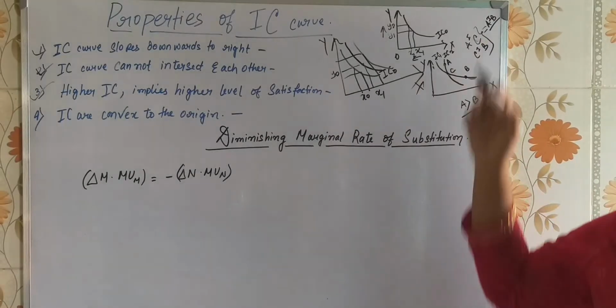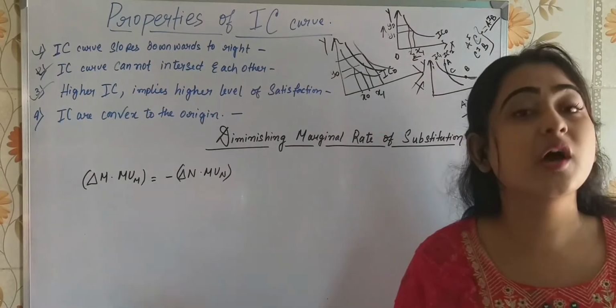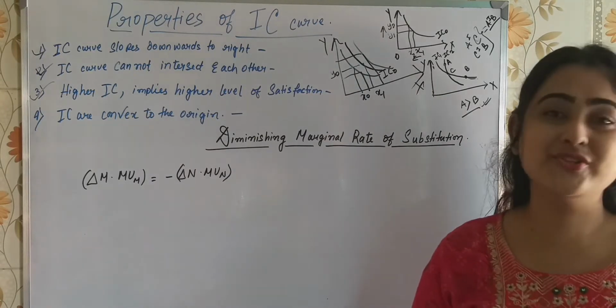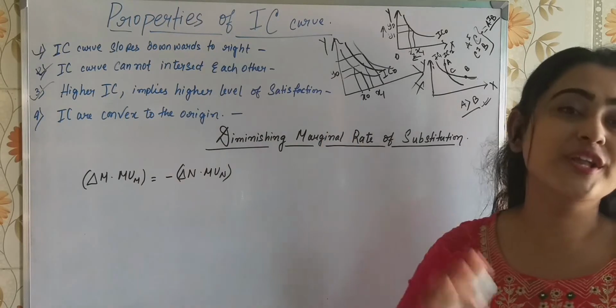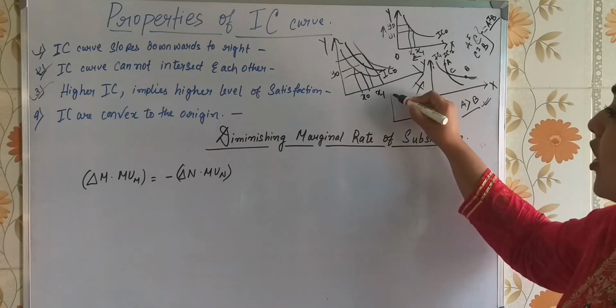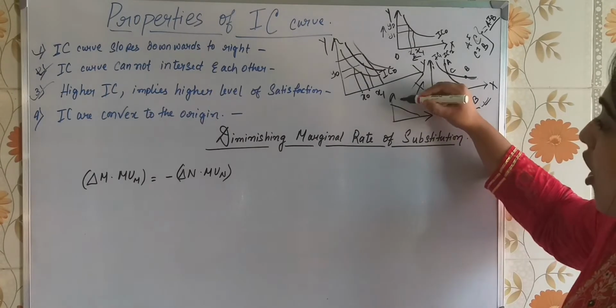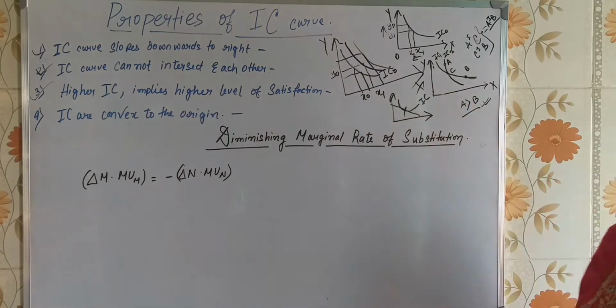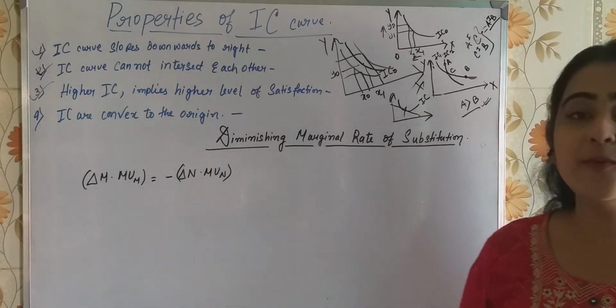So higher the IC curve, higher is the level of satisfaction. Now what is the problem here? We do not actually have that much budget that we can afford a higher IC curve, and that's why we have something called the budget constraint. Which is the optimal point? The IC curve which is tangent to the budget constraint, that is the optimal point.